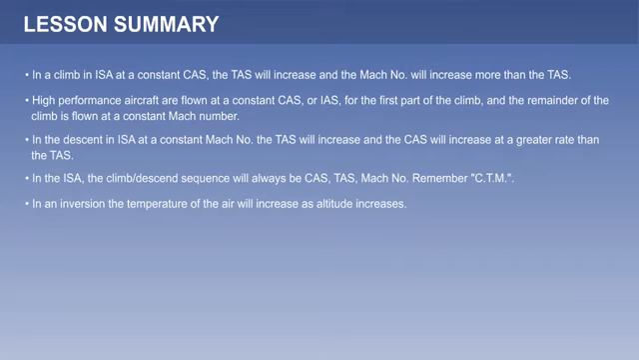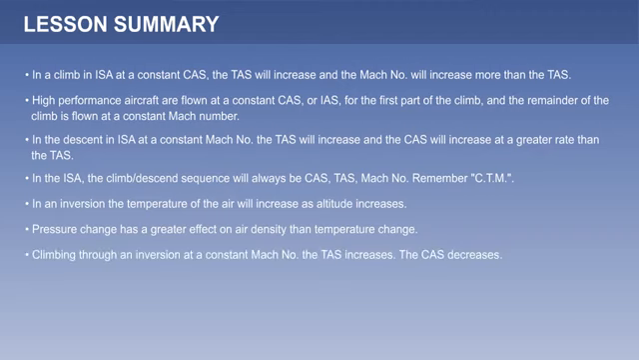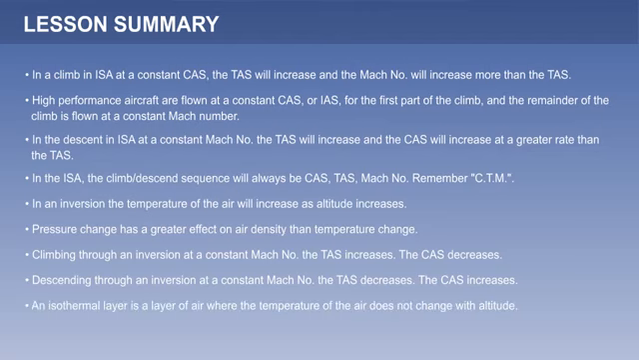In an inversion, the temperature of the air will increase as altitude increases. Pressure change has a greater effect on air density than temperature change. Climbing through an inversion at a constant Mach number, the TAS increases. The CAS decreases. Descending through an inversion at a constant Mach number, the TAS decreases. CAS increases.